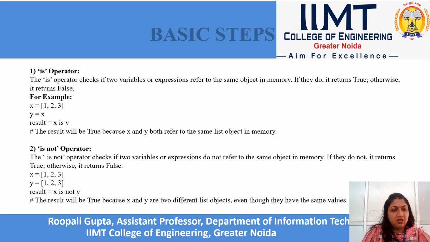The is not operator checks if two variables or expressions do not refer to the same object in memory. If they do not, then it returns true, otherwise it returns false. So x = [1, 2, 3] and y = [1, 2, 3]. What we have to compare is x is not y. The result will be true because x and y are two different list objects. They both are not referring to the same object. They are two different objects even though they have the same value.